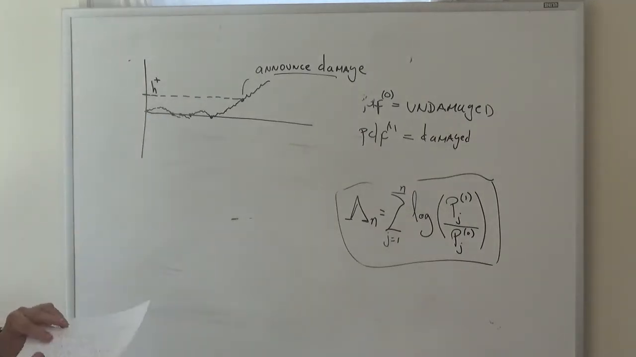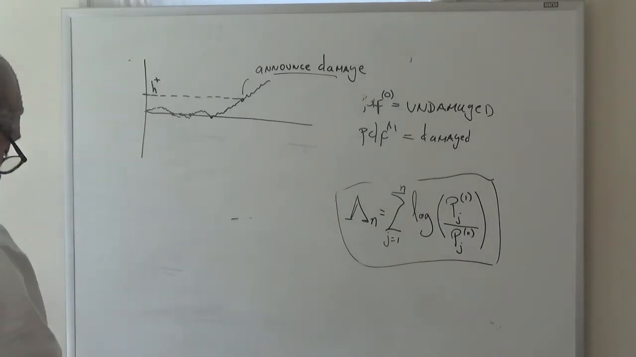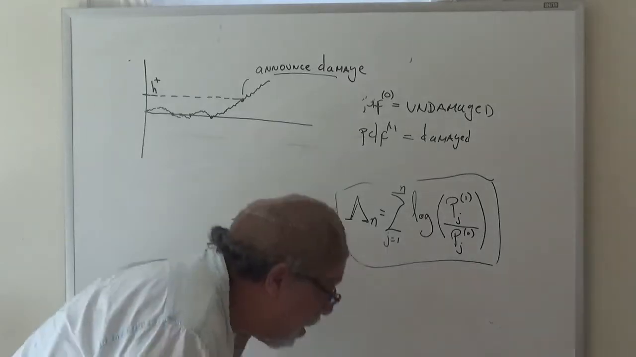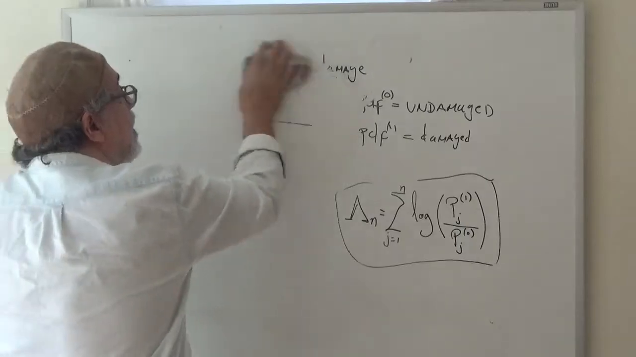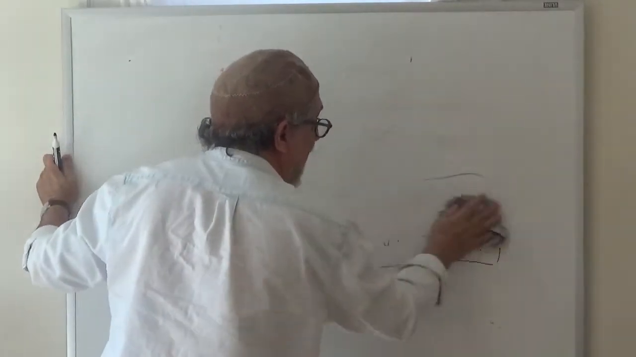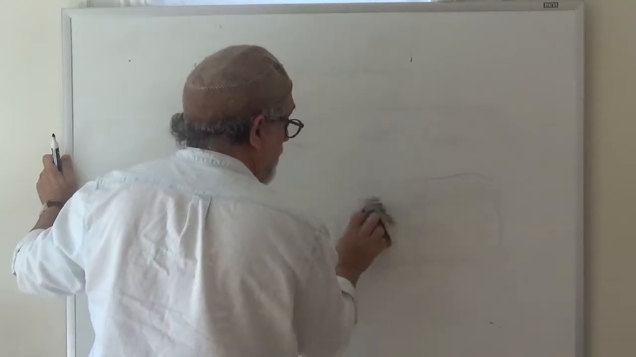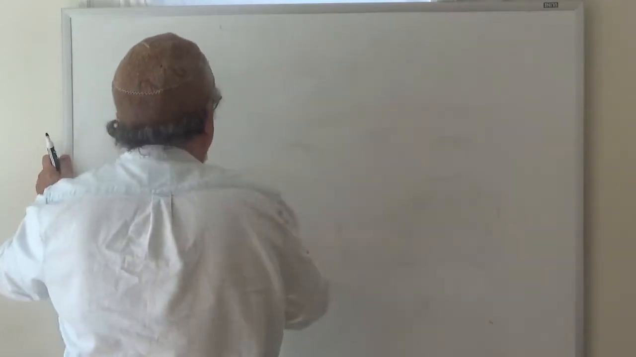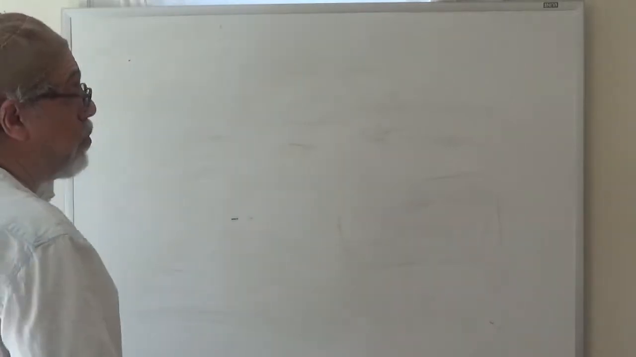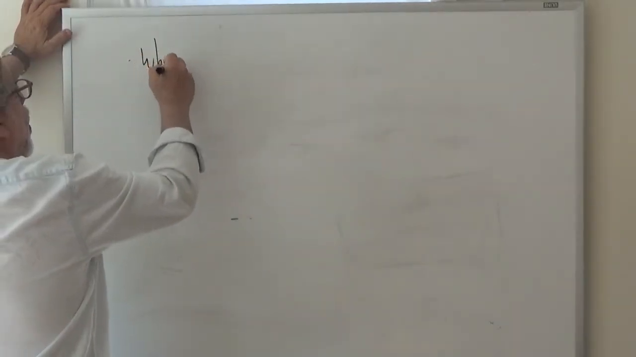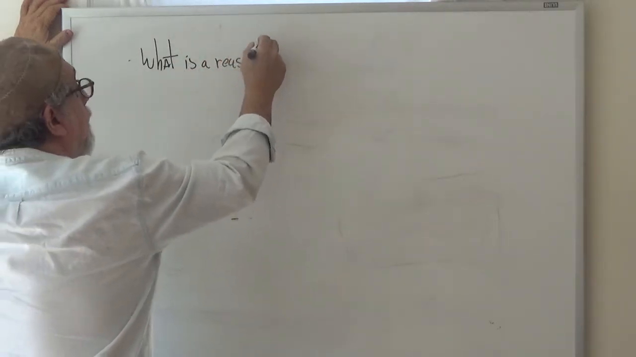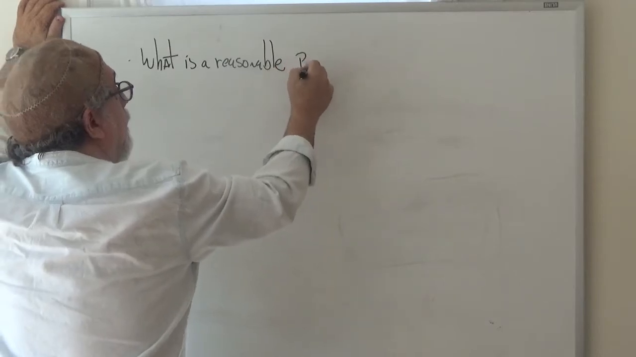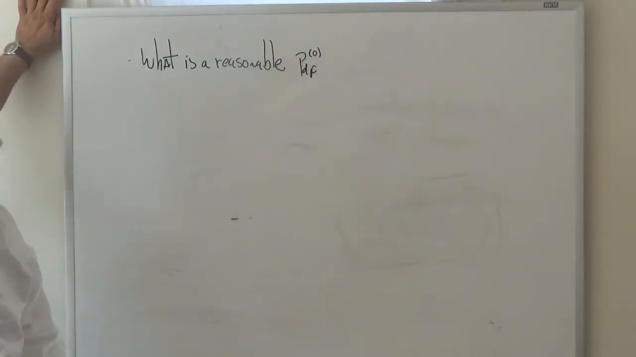Now what I do want to do in the remainder of the time on this part is to discuss from a theoretical point of view what these two distributions in damage detection are. What are reasonable ones? Because we said there is a distribution 0 and there is a distribution 1. So what is a reasonable PDF 0?